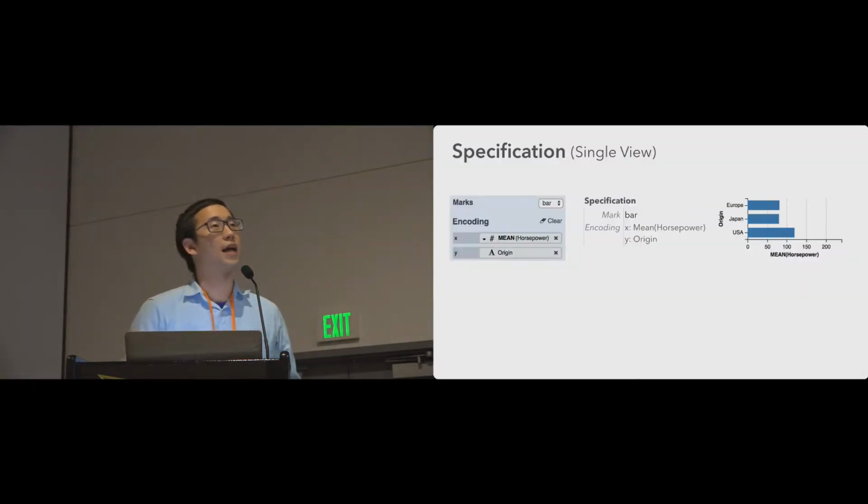Let's first take a look at a normal specification. We describe a single view. Given a visual specification in the interface on the left, we can have a textual representation in Vega-Lite that directly maps to the UI and in turn produces the visualization on the right.